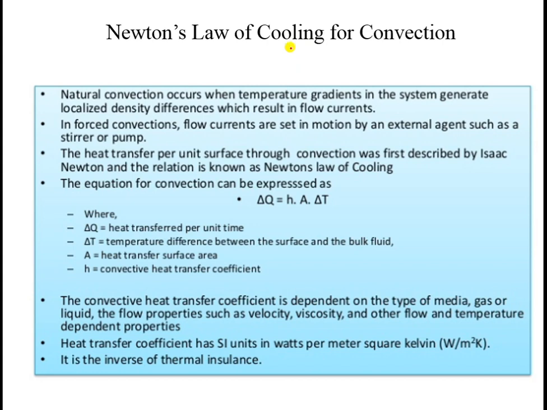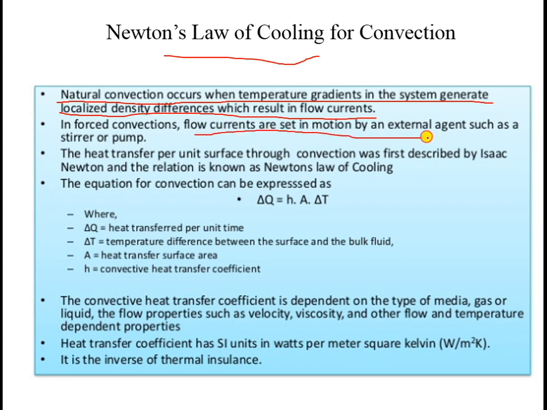The law which governs this convection phenomenon is Newton's law of cooling. We have already seen there are two types of convection, natural and forced. Natural convection occurs when the temperature gradient in the system generates localized density differences, which result in flow of currents. Whenever we heat something, the movement of the fluid takes place from the lower level to the higher level. But in forced convection, flow of currents is set in motion by an external agent such as a stirrer or pump, as I have already told you.